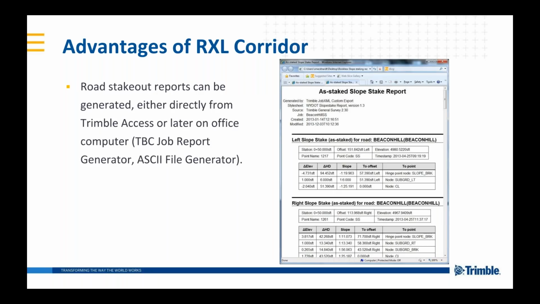And then as well, after we get done staking, for example, slope staking out in the field with Trimble Access, we can run road slope stake reports, either right from Trimble Access, or we can do it later in the office. For example, Job Report Generator within Trimble Business Center, or the ASCII file generator. The screen on the right there shows we have our own customized style sheet for slope stake reports that we can run, and this just runs right out of the staking data that's stored in your job in Trimble Access.